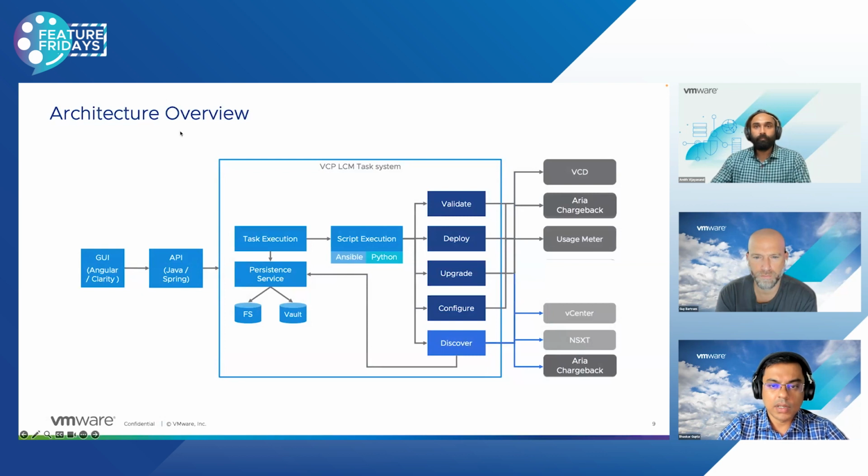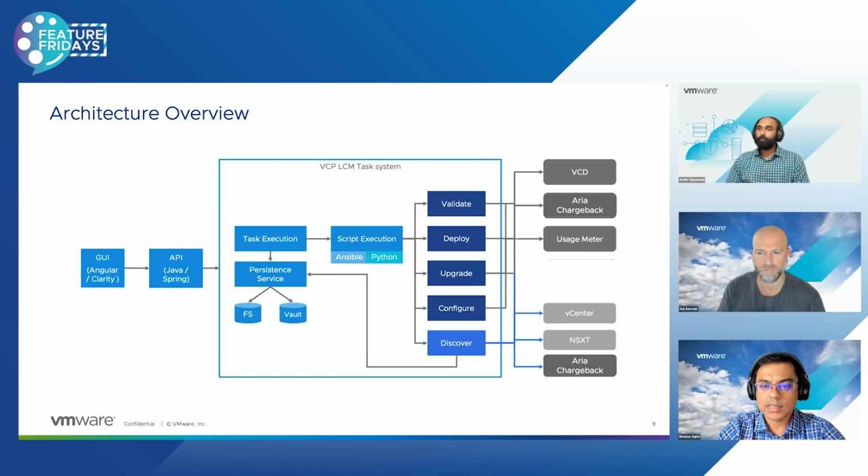So just a quick recap of the architecture if you're not aware of it. So this is how the architecture looks. We have a GUI and an API running on the appliance. And then each operation that gets triggered creates a VCPLCM task that runs a script to interact with the products like VMware Cloud Director, usage meter, chargeback, or the infra components, what you see here, like vCenter, NSX-T, and other components as well. So this is what the architecture is about VCPLCM.